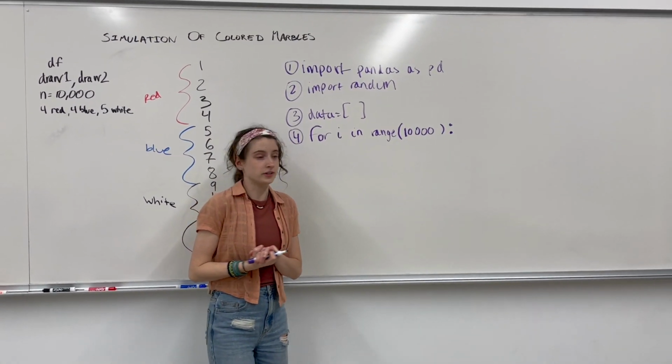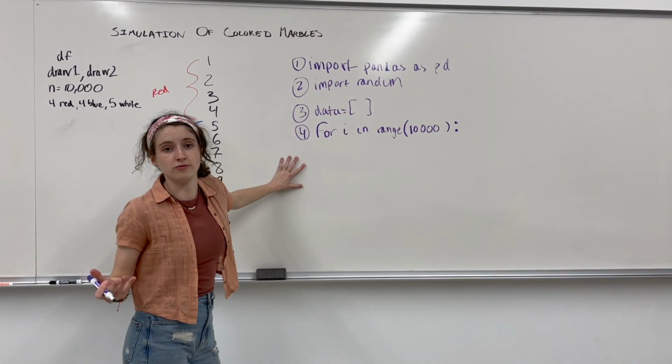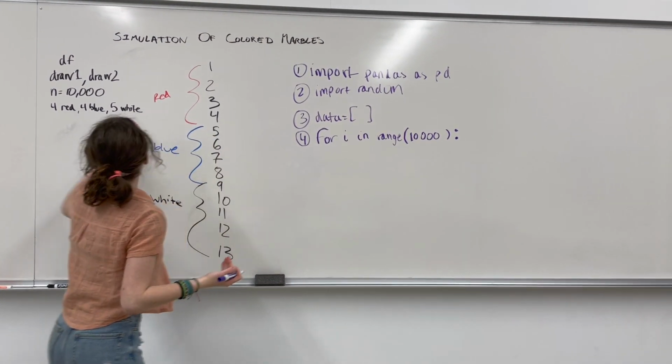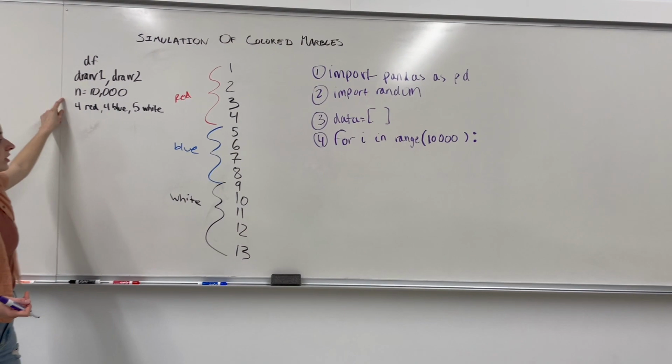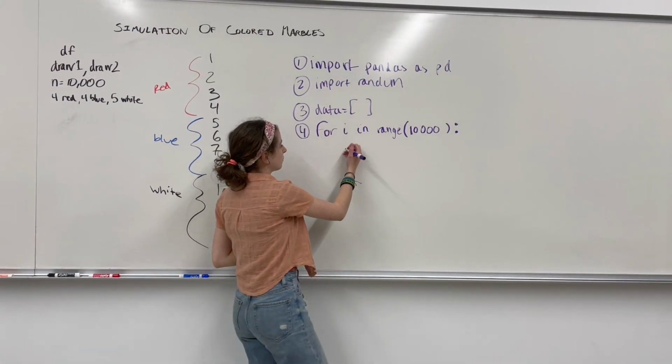So you want to start storing the results of your simulation in the columns indicated in the question, draw 1 and draw 2. So make a new variable in the for loop.